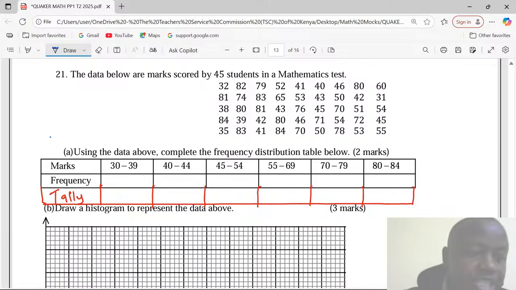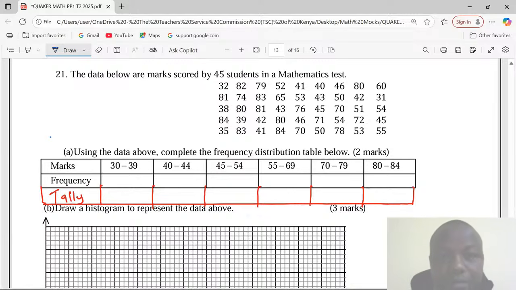We mark each of the values and we use a stick to represent according to the classes. So we are going to place each mark to the class it belongs. Yeah, I'm using a different color. Thank you for that suggestion.